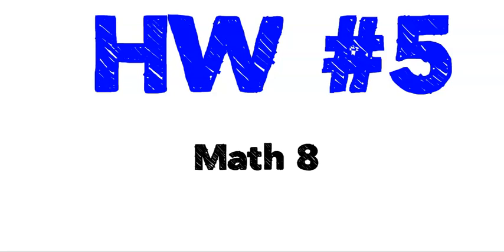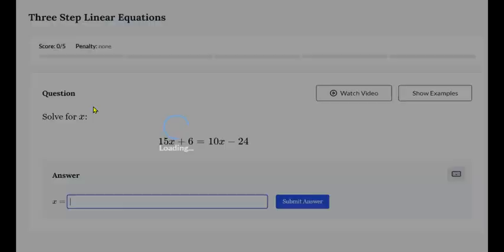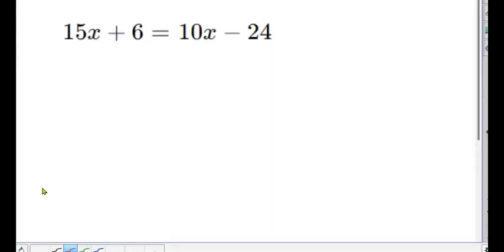Homework number 5. First topic, 3-step linear equations. First thing is to get all of your variable terms on the same side.